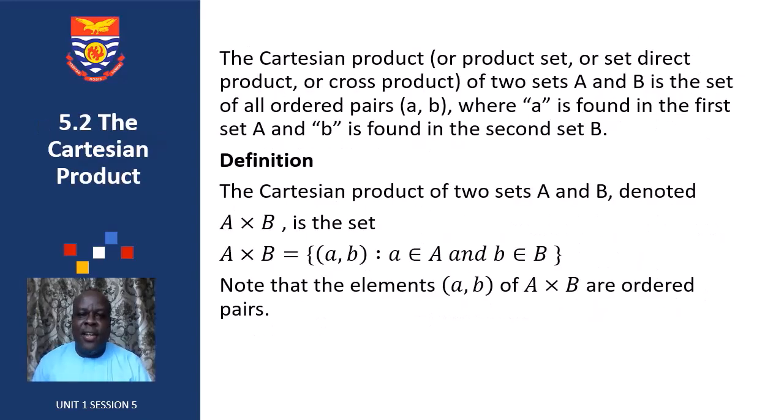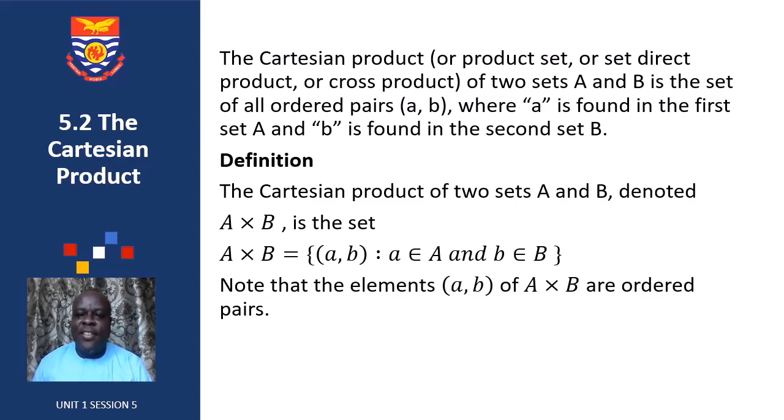The next thing to consider is the Cartesian product. The Cartesian product, which is also called product set, set direct product or cross product of two sets A and B, is the set of all ordered pairs (a, b), where a is found in the first set A and b is found in the second set B.